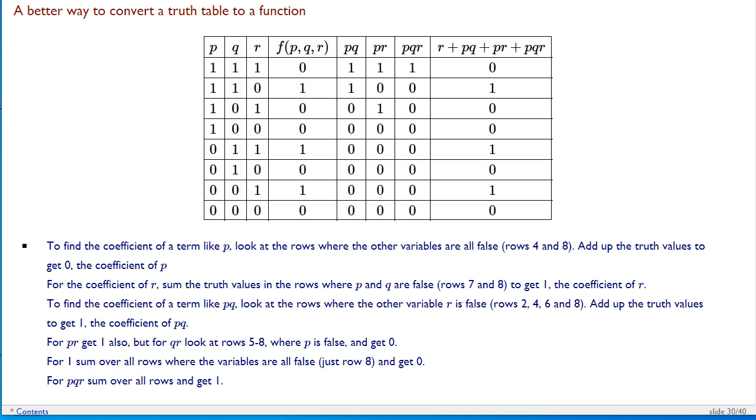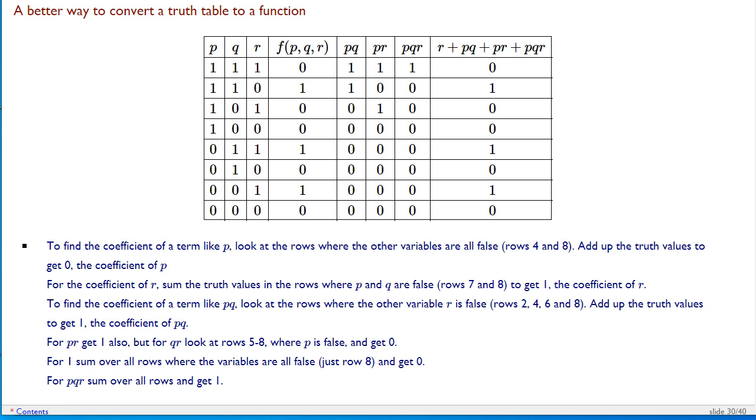What about a term like pq? Well, the only other variable is r, so we look at the 4 rows where r is 0. We see 1, 0, 0, 0. The sum is 1, so the coefficient of PQ is 1.